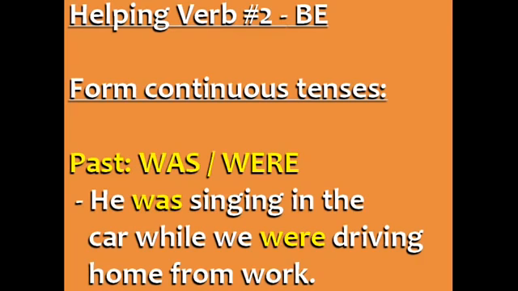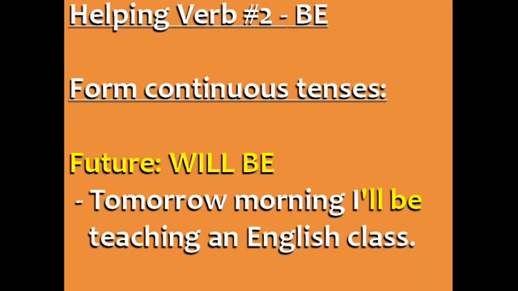In the past, it takes the form of was and were. He was singing in the car while we were driving home from work. And in the future continuous, it takes the form of will be. Tomorrow morning, I'll be teaching an English class.